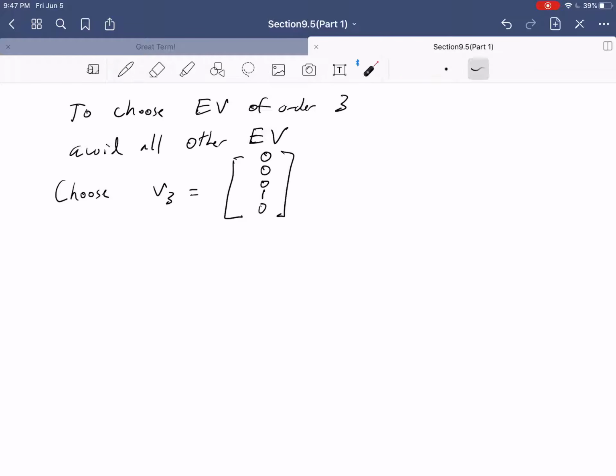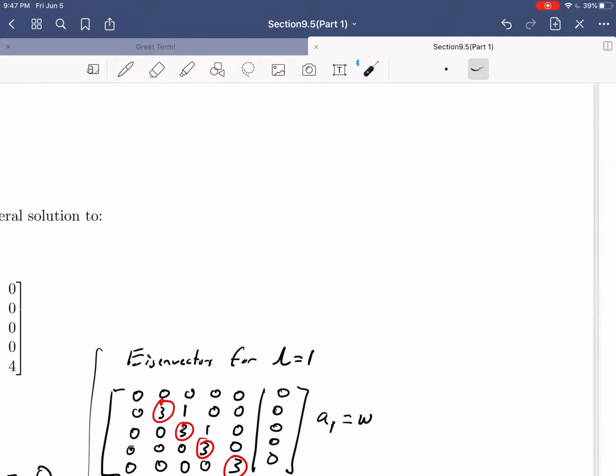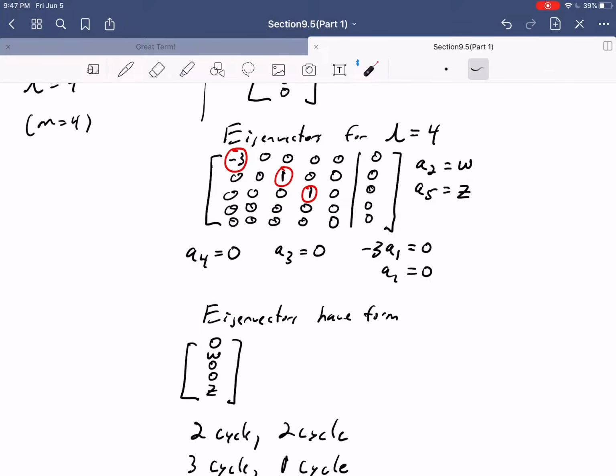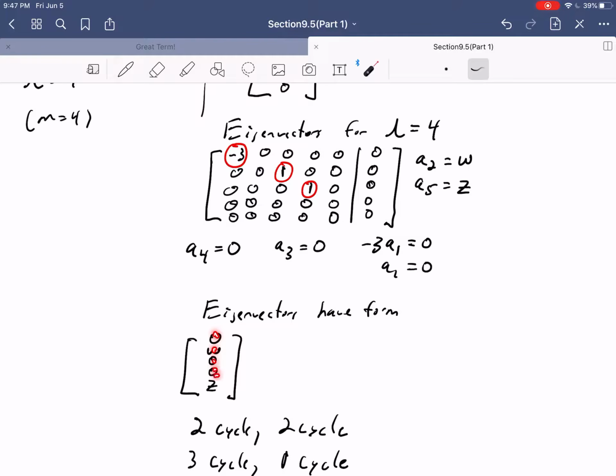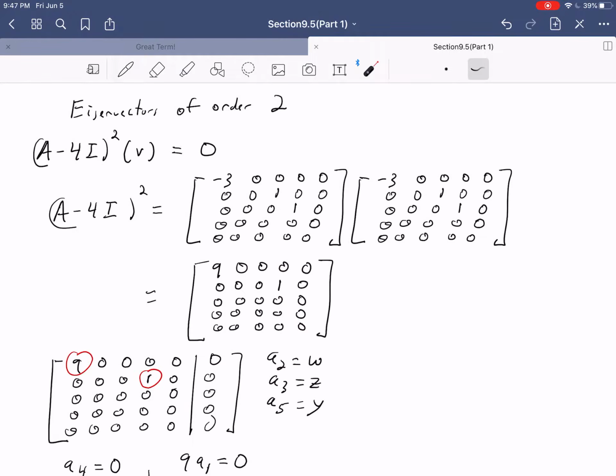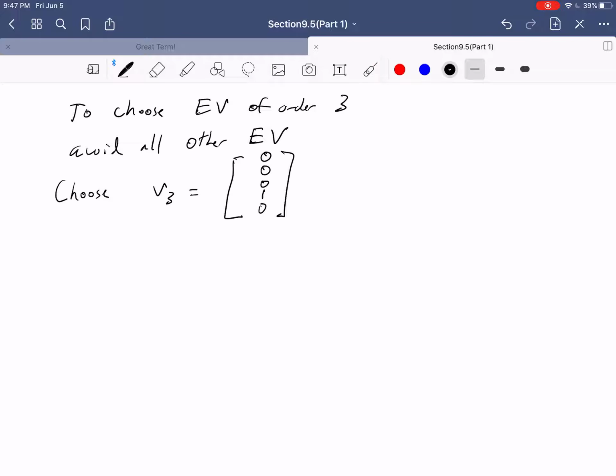Now, we need to figure out where this chains to. What are its options? Well, it might chain to 0, 1, 0, 0, 0, or it could chain to something like 0, 0, 0, 0, 1. So we have to determine which of these eigenvectors this chains to. Shouldn't be too hard to do that, though.